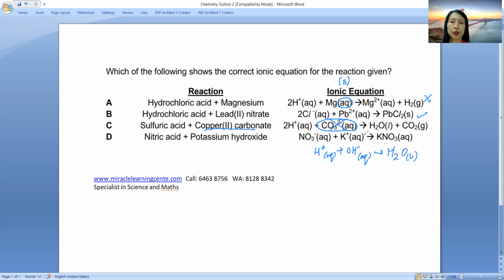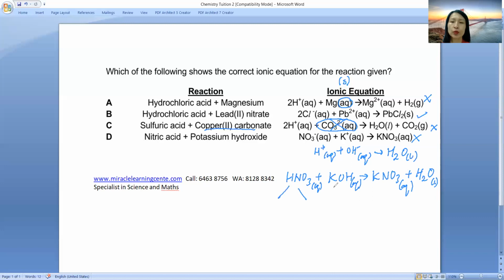To write an ionic equation, you need to write the chemical equation first, balance it, then write the state symbols. Here, I'll just show you one example for D. Okay, although the answer is B.